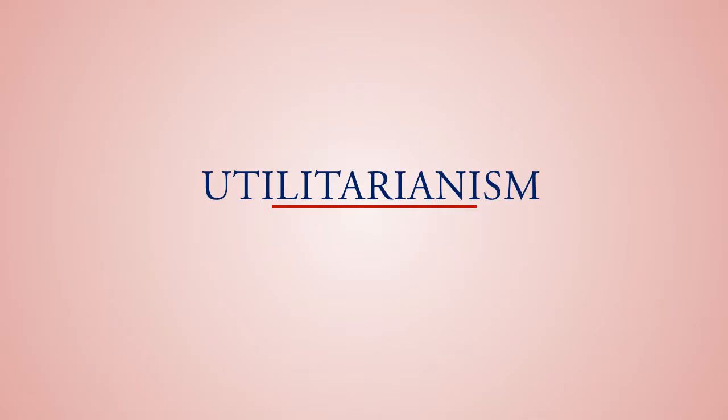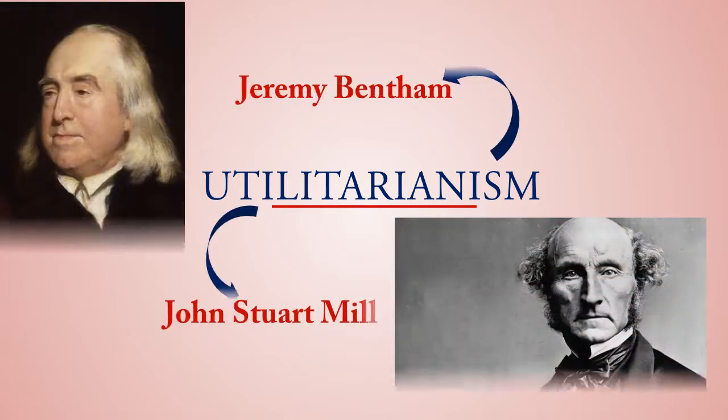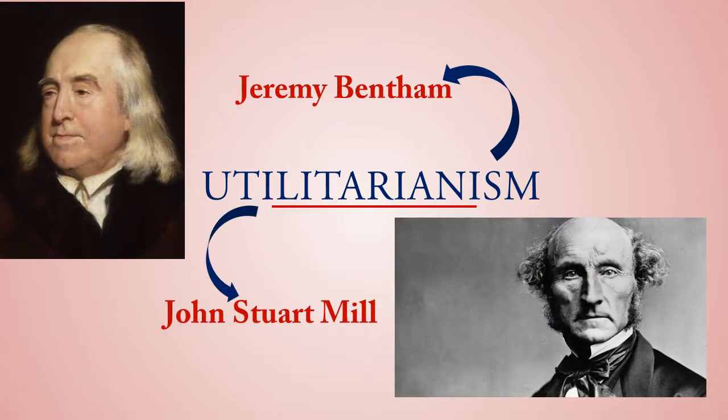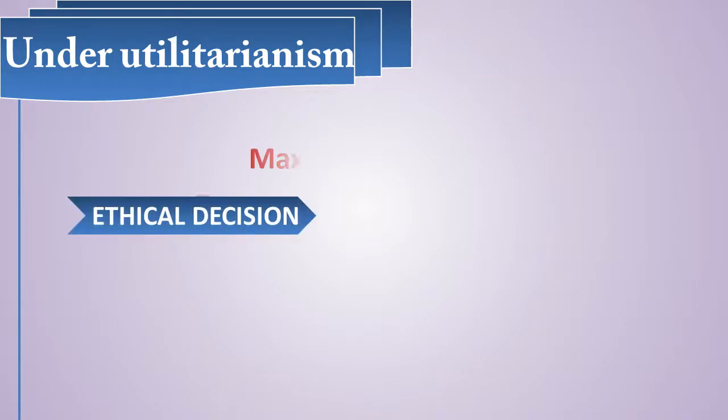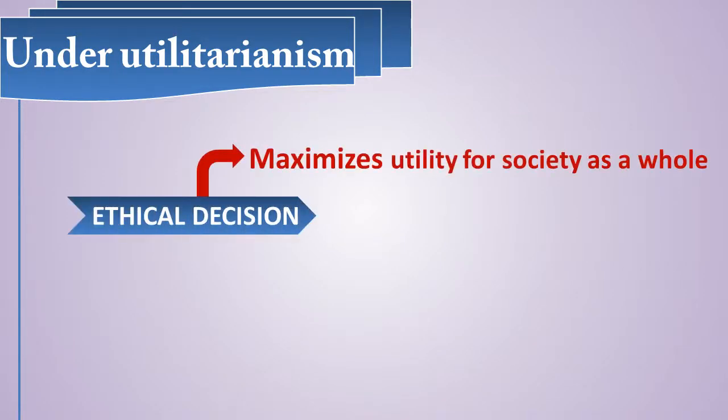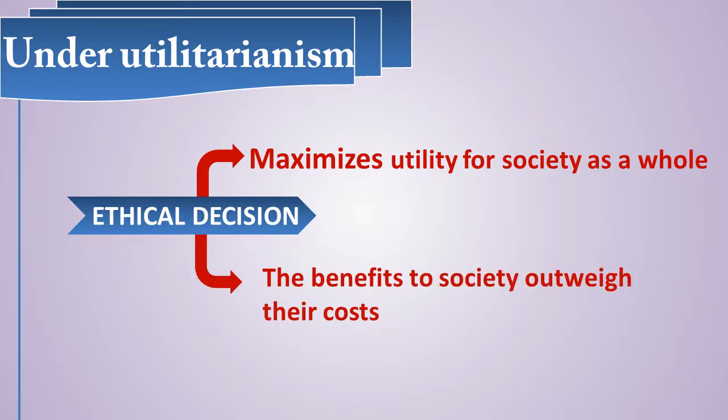This theory is derived from the work of Jeremy Bentham and John Stuart Mill. Under utilitarianism, an ethical decision is one that maximizes utility for society as a whole. Thus, in our individual decisions, we should always calculate the costs and benefits for every member of society. An action is ethical only if the benefits to society outweigh the costs. This means that at times decision makers have to sacrifice their own interest if doing so gives greater benefit to society. And the last one is profit maximization.